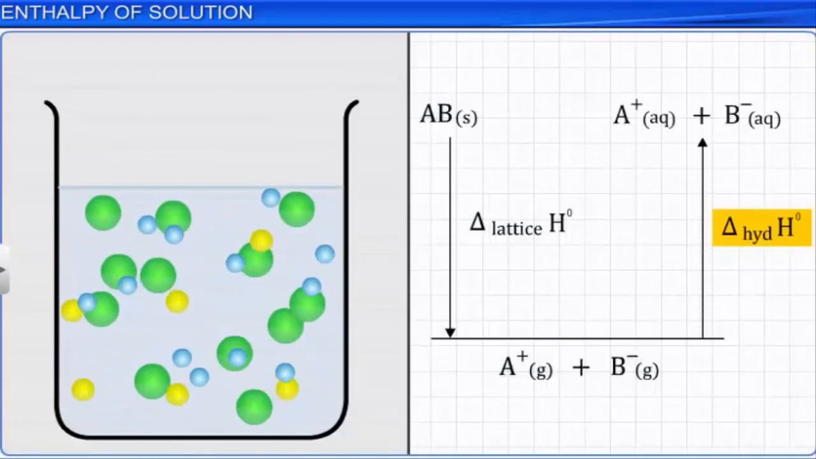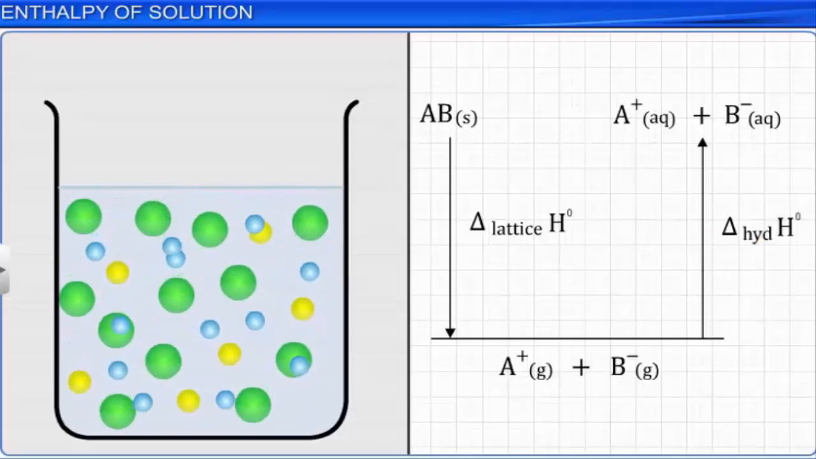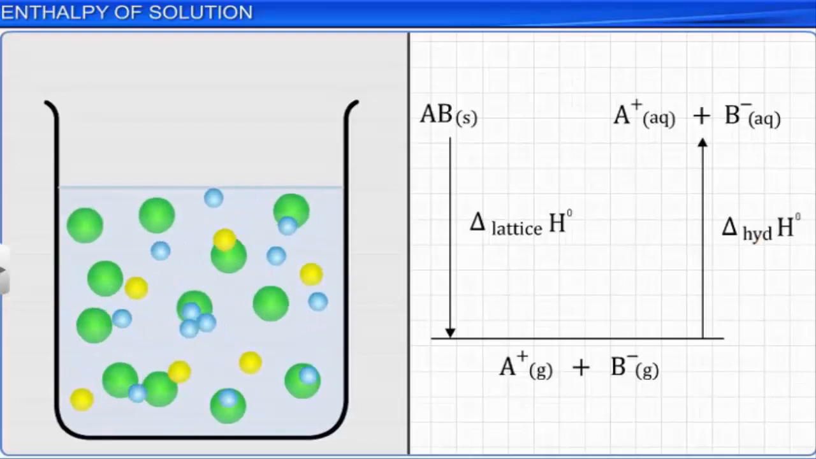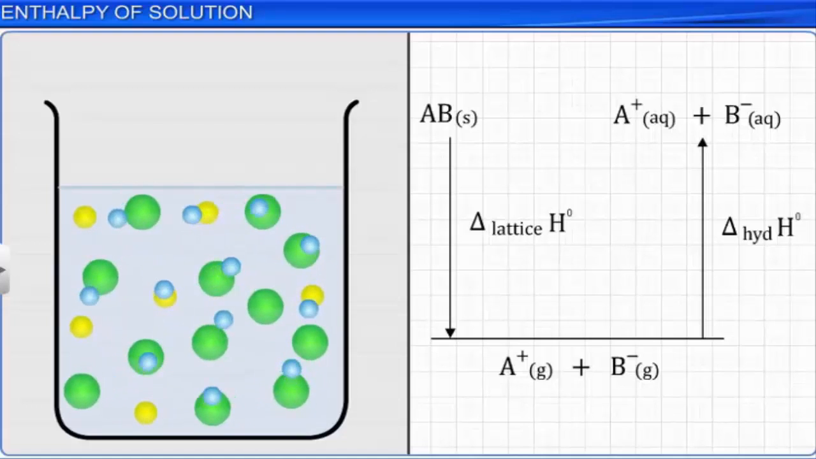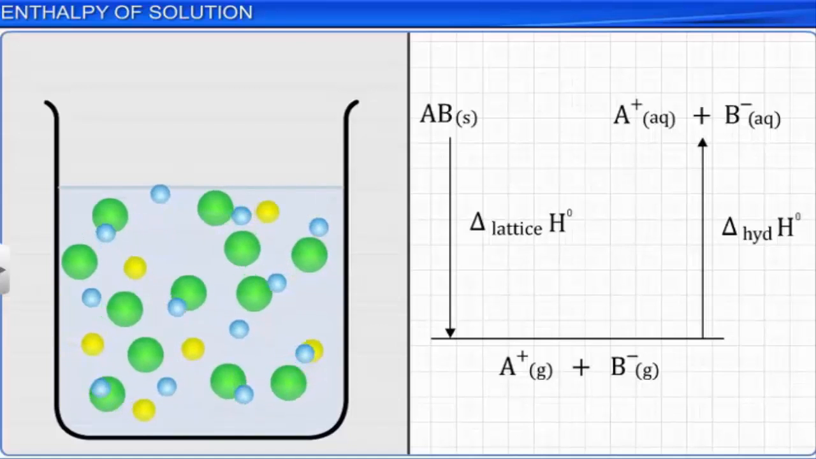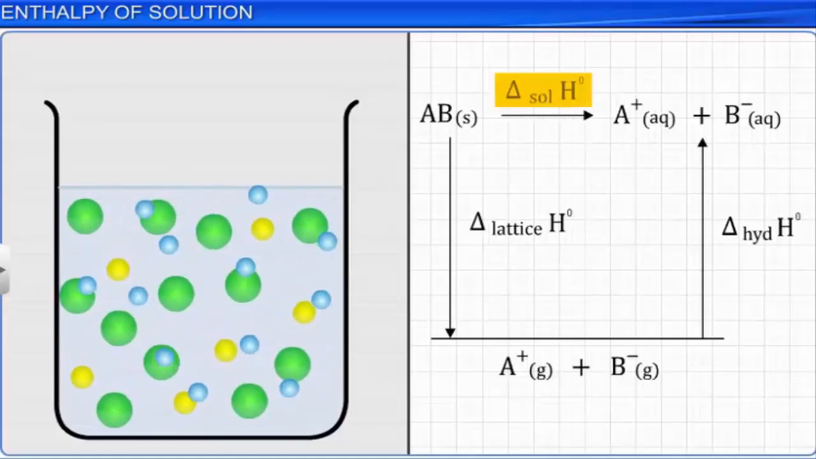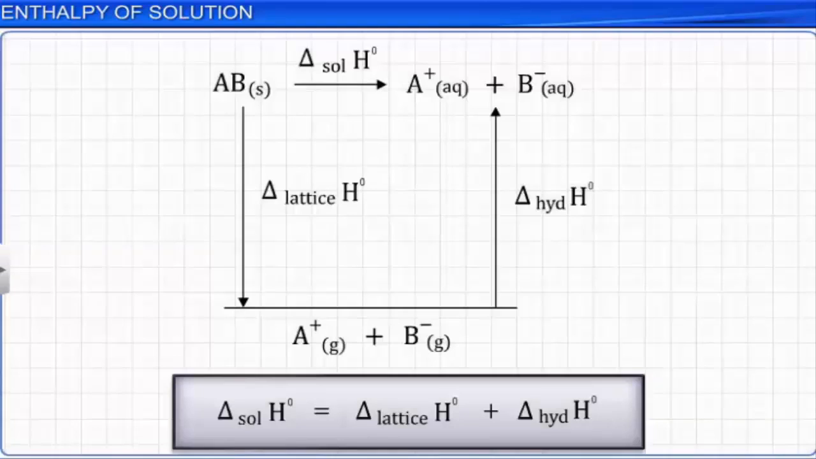As dissolution proceeds, the ions leave their lattice site and get mixed with the solvent. This total energy change of the solution is known as enthalpy of solution and is represented by delta solution H0. Thus, we can conclude that the enthalpy of solution of ionic compound AB is the sum of change in lattice enthalpy and enthalpy of hydration of ions.